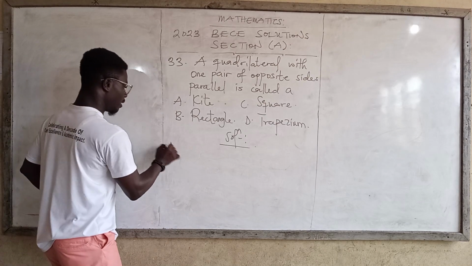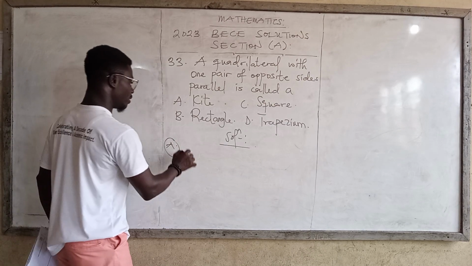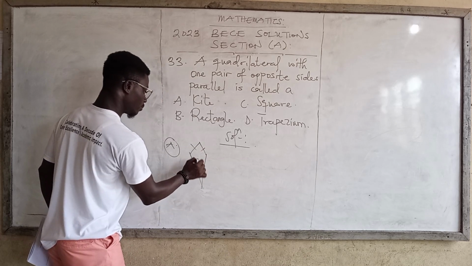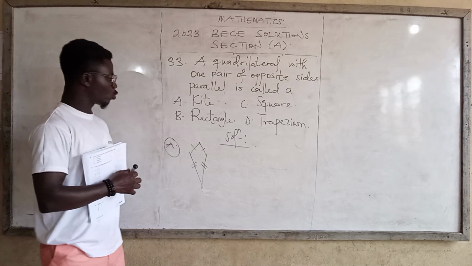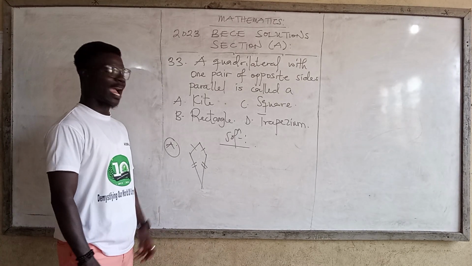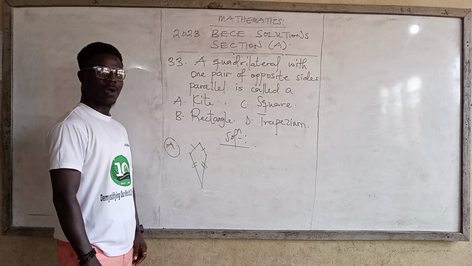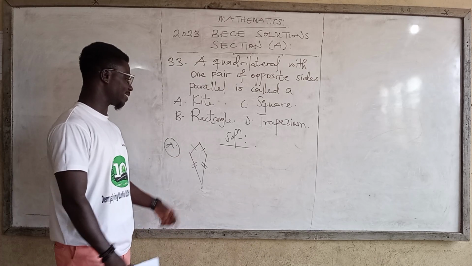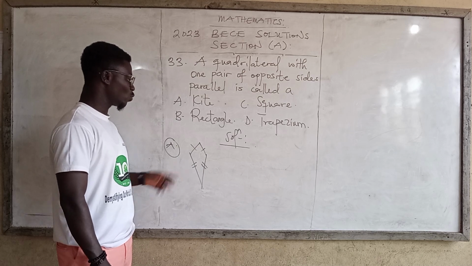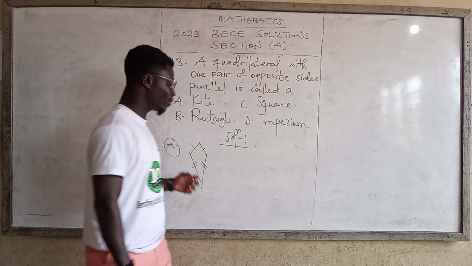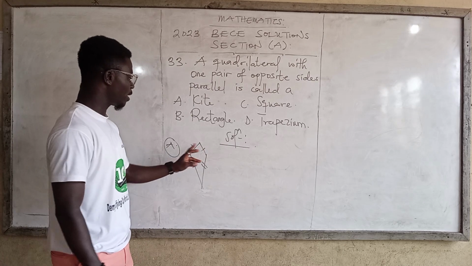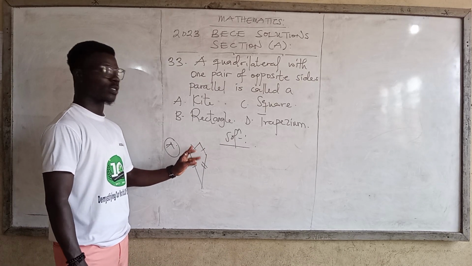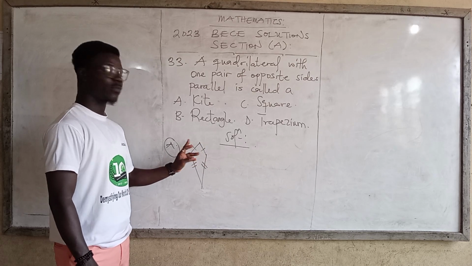Let's analyze the possible answers given. So we have kite. This is a kite. It has two pairs of adjacent sides equal, right? So two pairs of adjacent sides equal. So that's the adjacent sides. So they are paired, which means two, right?